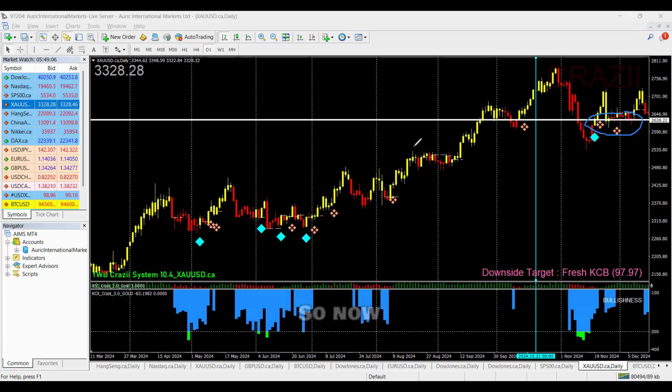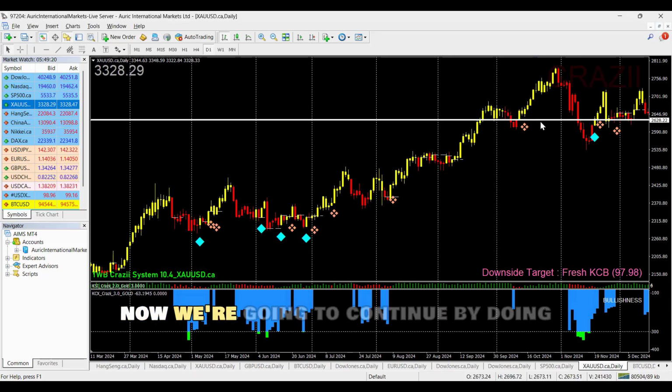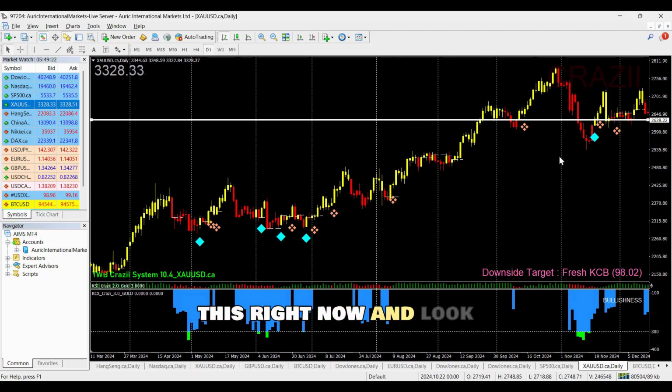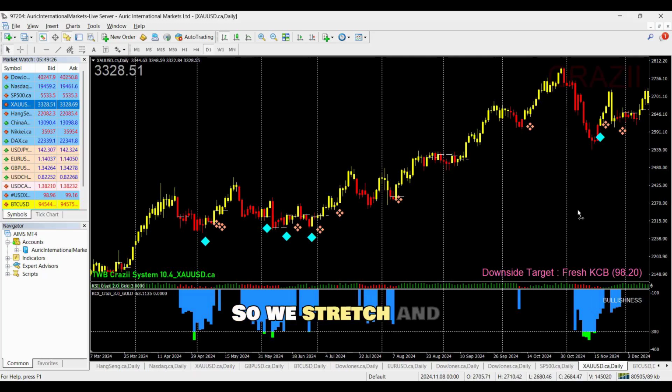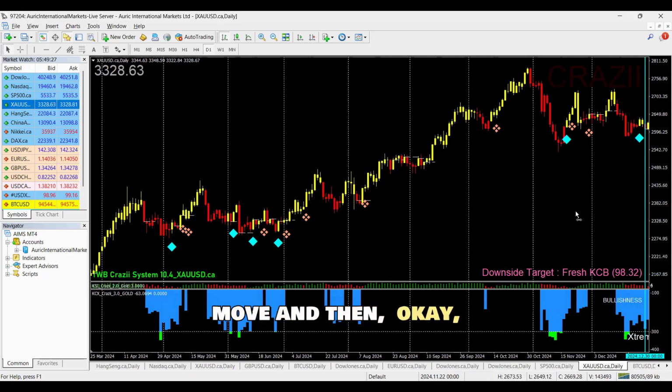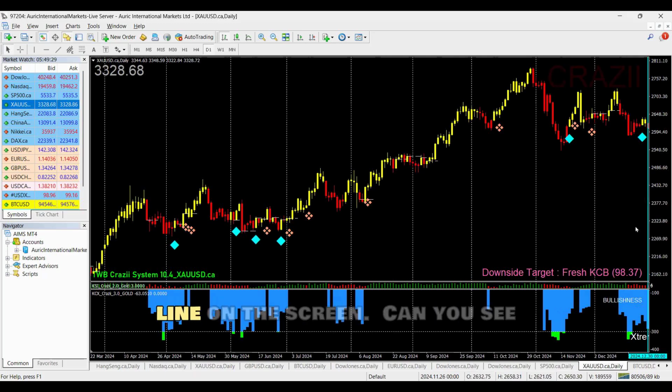Okay, excellent. So now let's try. I repeat, an indicator must be time tested. An indicator must be able to tell you things that will help you in trading. So now we're going to continue by doing this and look at the next vertical line. So we stretch and move, and then, okay, we have the next vertical line on the screen.